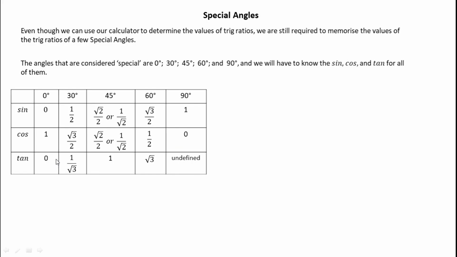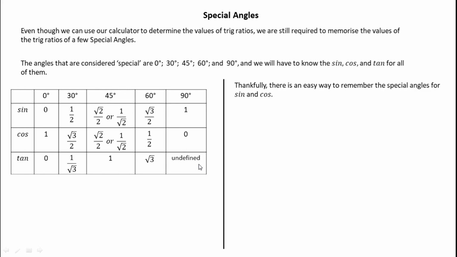And then we move on to tan. The tan of 0 is 0. The tan of 30 degrees is 1 over root 3. The tan of 45 is 1. The tan of 60 is root 3. And the tan of 90 is undefined.